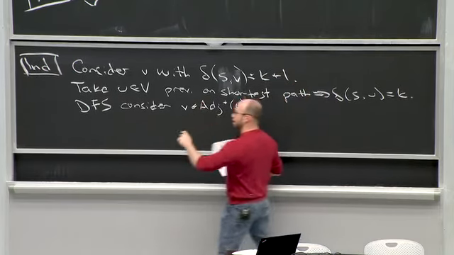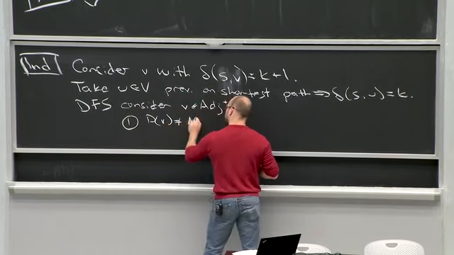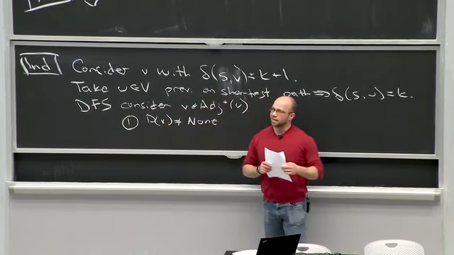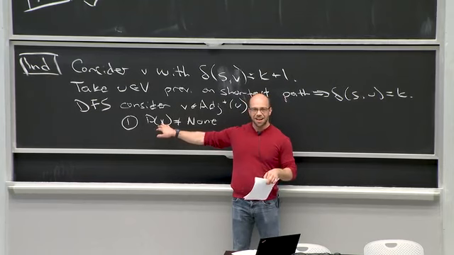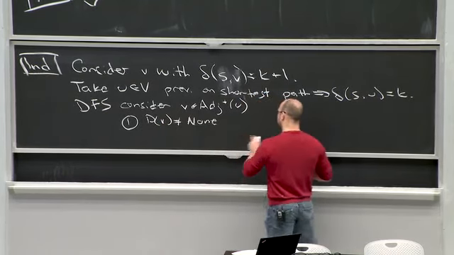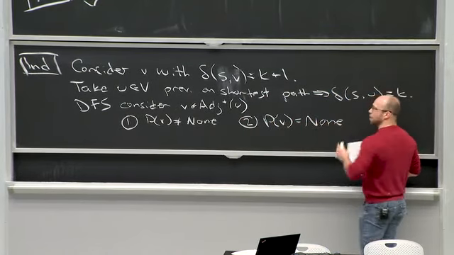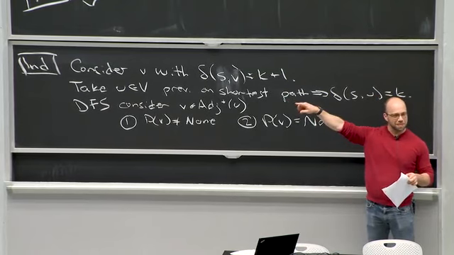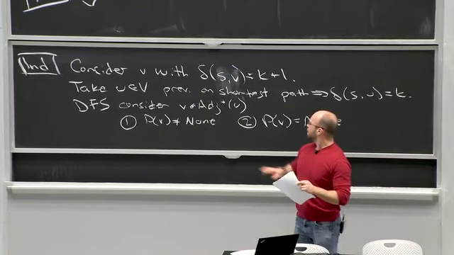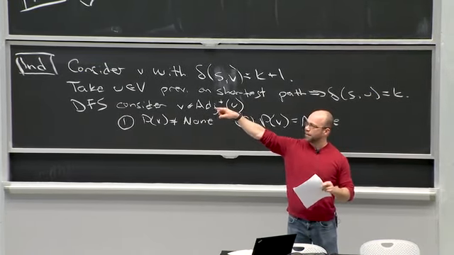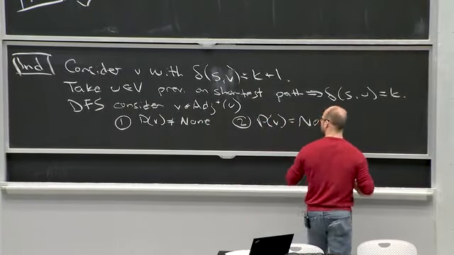Either P of V does not equal none. Well, what does that mean? It means that we already found a suitable parent for V, and we're in good shape. Otherwise, P of V does equal none. Well, in this case, the very next line of code correctly sets the parent, and we're all set. So in both of these cases, we show that the parent of U was set correctly, either by that line of code right here or just previously. And so in either case, our induction is done.